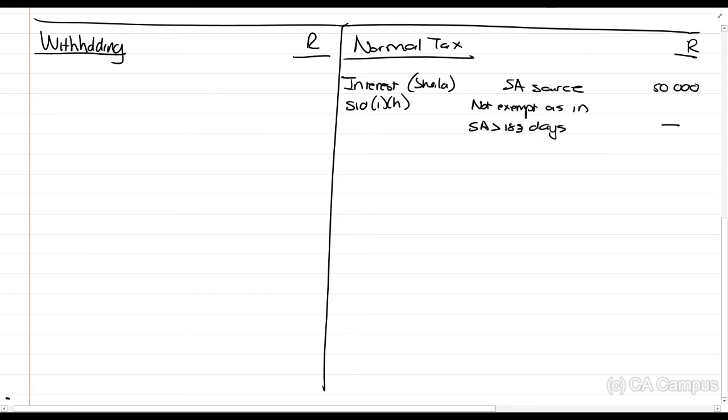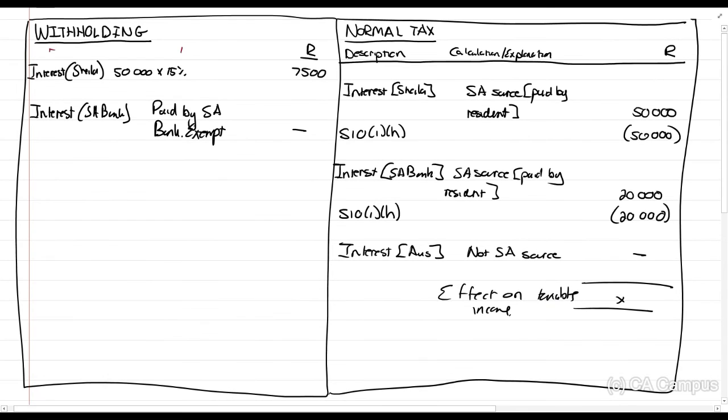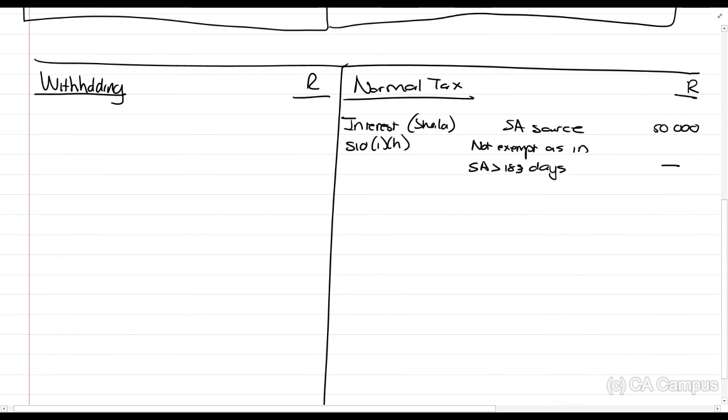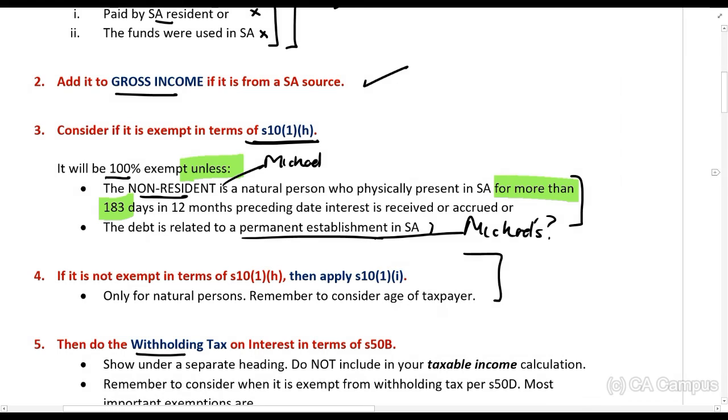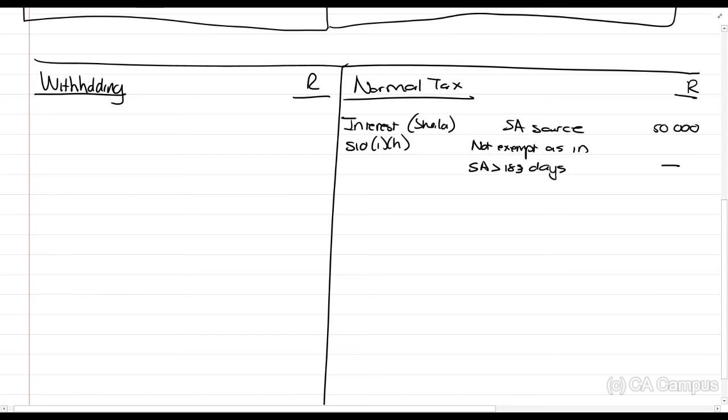So not exempt. So already I want you to just look at the difference. In situation A, it was exempt. Now it is not exempt. Okay, so what do we do then? Then we have to consider section 10(1)(i). So section 10(1)(i), this is the normal interest exemption.